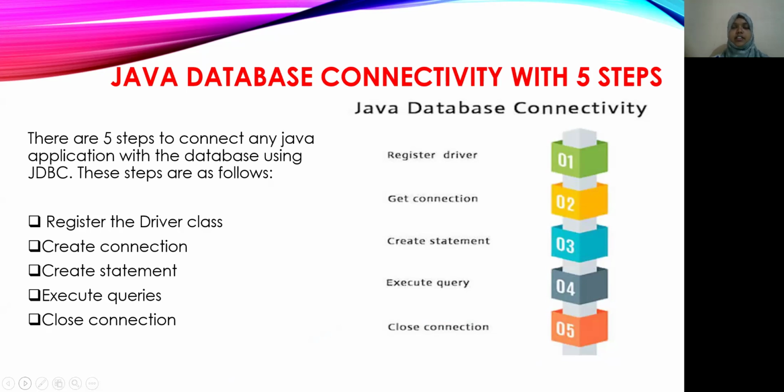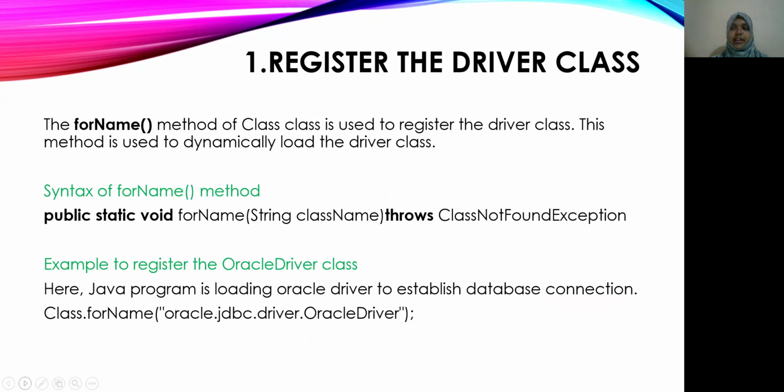The first one is registering the driver class, the second is creating the connection, then creating a statement, the fourth is executing the query, and the fifth is closing the connection. Now let's see each of these steps in depth. Coming to registering the driver class, we have a class named Class, and in it we have a method named forName. With the help of this method, we can register the driver class.